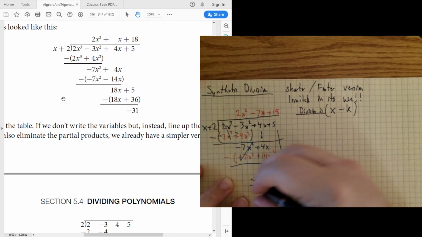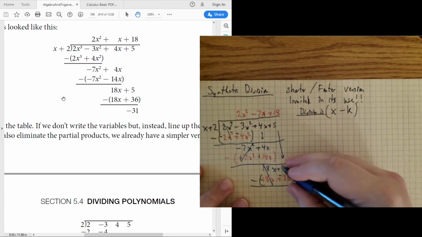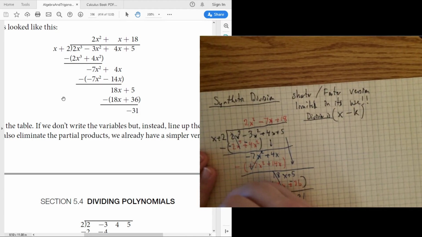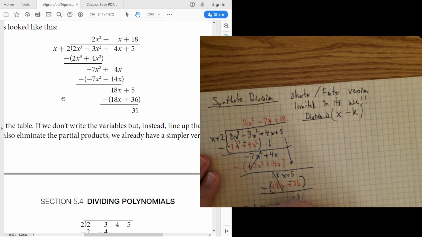We subtract. We know we've done it right if the following happens. Negative, negative. These two have to cancel. And 5 and negative 36 becomes negative 31, meaning I have a quotient of 2x squared minus 7x plus 18. I have a remainder of negative 31. And my solution is 2x squared minus 7x plus 18 minus 31 over x plus 2.